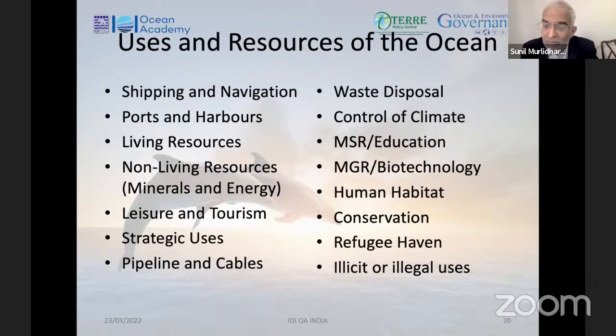And then, of course, climate control. So it's a global air conditioner. It is the ocean that allows the earth to be livable. It is the presence of water. Now, I'll just give you very quick examples. People who have gone to the moon will tell you that it's very hot during the day and very cold during the night. That's because there is no presence of water.